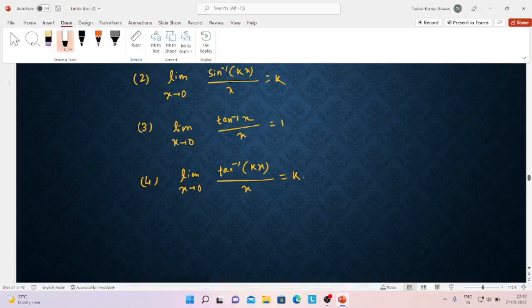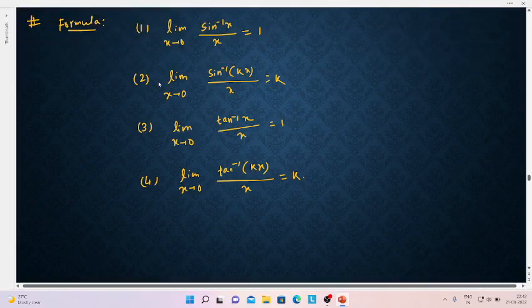There are a lot of formulas, actually 4 formulas. The formulas are, when we take the limit as x tends to 0 and the function is sine inverse x over x, the value of this is equal to 1. Similar to sine x over x, but these are totally different things, but here you can understand. Limit x tends to 0 of sine inverse x over x is equal to 1.